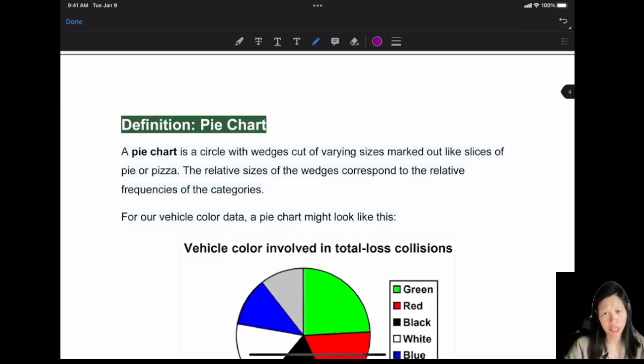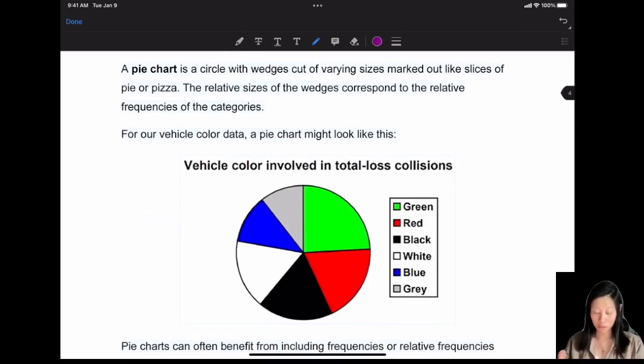So for example, the vehicle color involved in the total loss of the collision. They even changed the color, but they didn't label how much it is. So we can label it here. So usually this is by percentage.